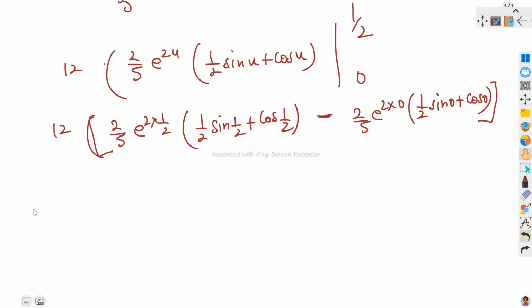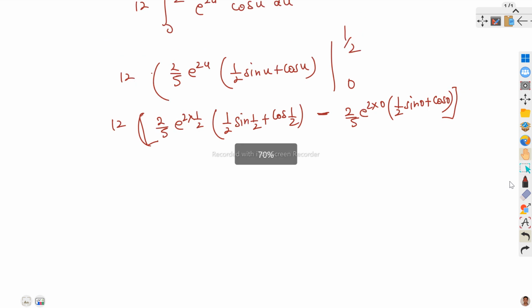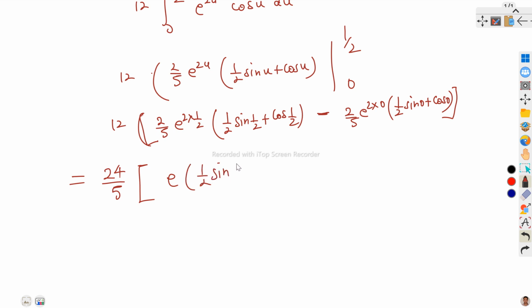So by solving this we can take 2 upon 5 as common, so this becomes 24 upon 5 times e raised to power 1 times (1 upon 2 sin 1 upon 2 plus cos 1 upon 2) minus 1. So this is the value of the integration.